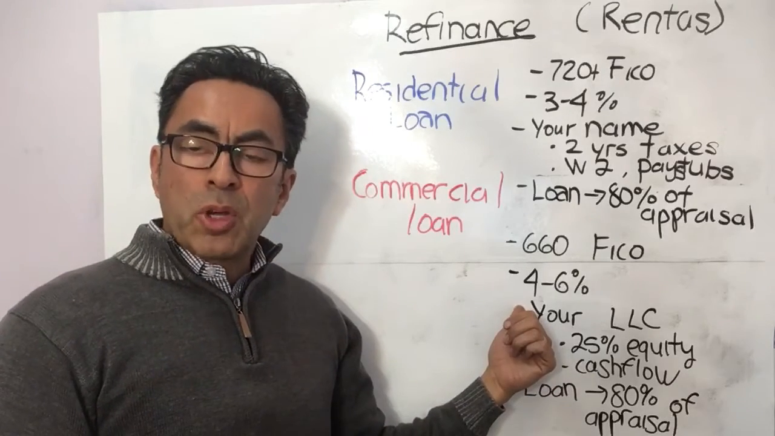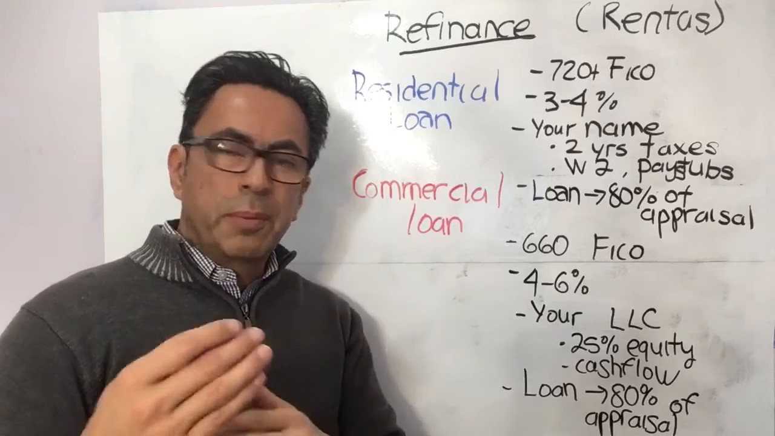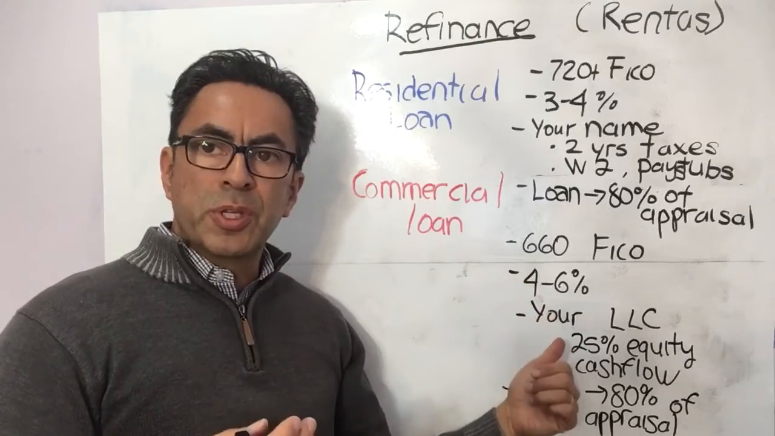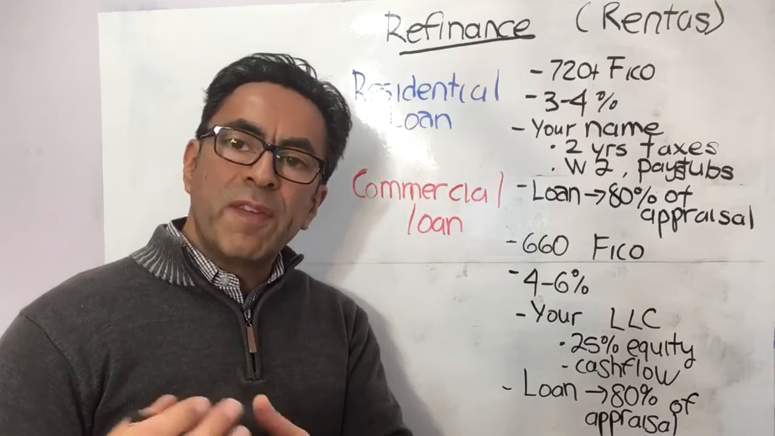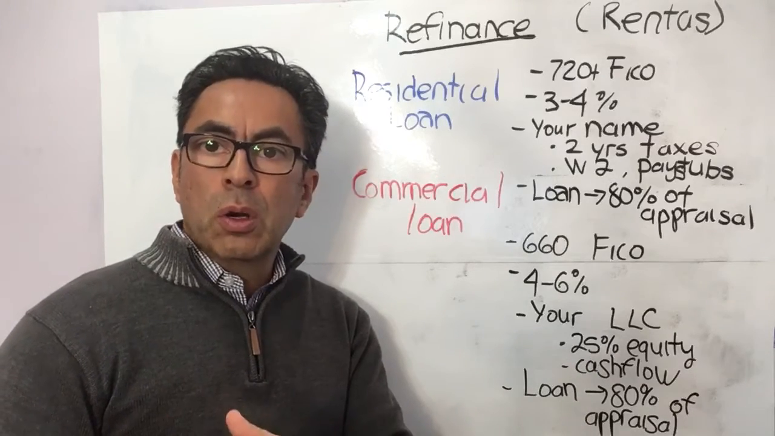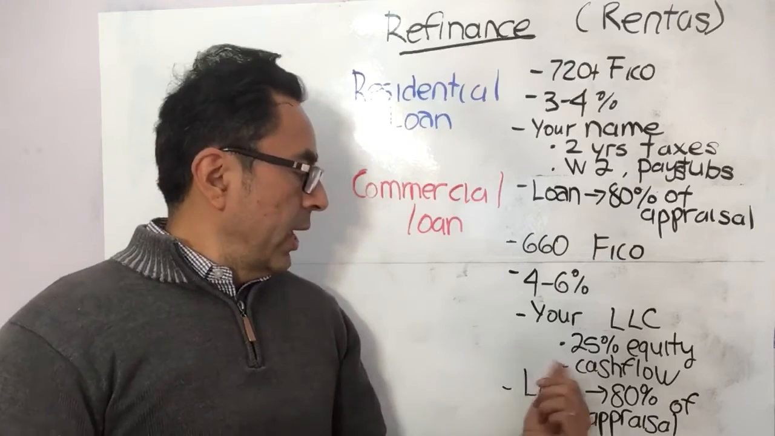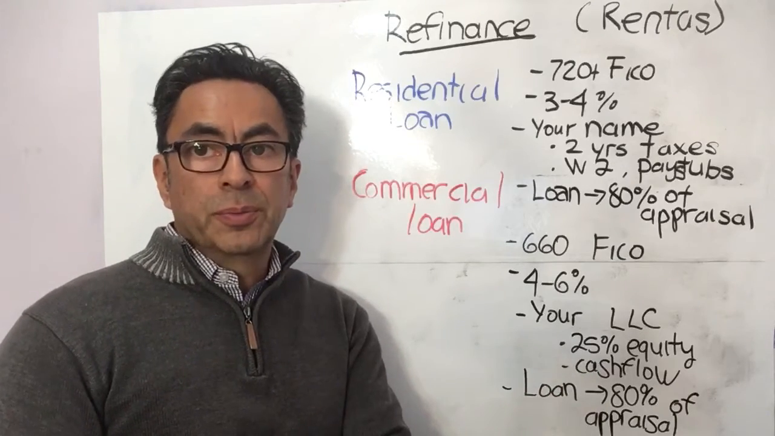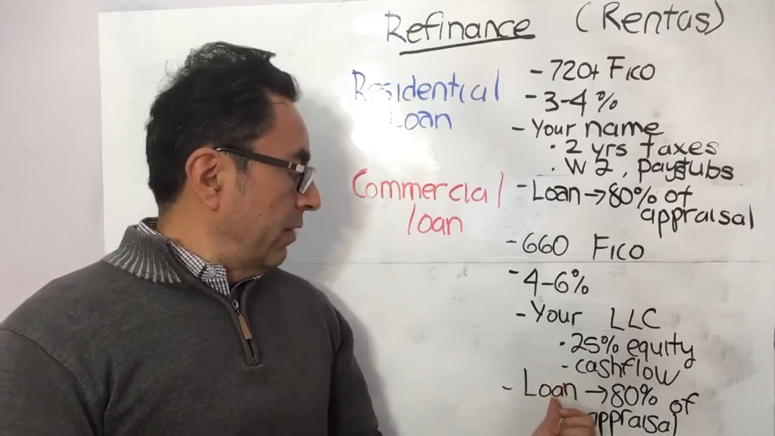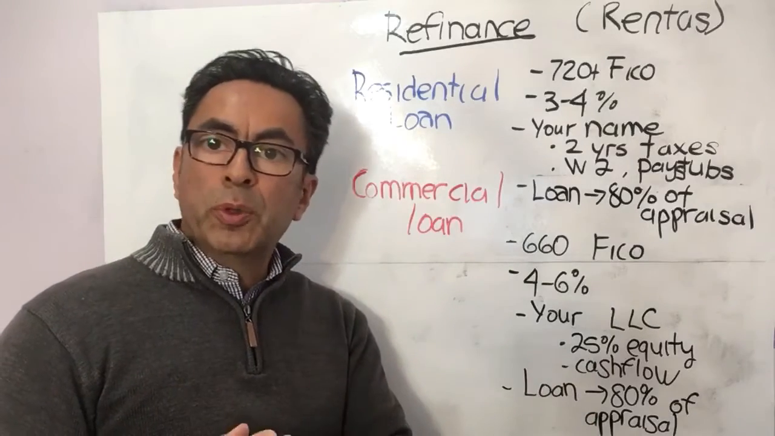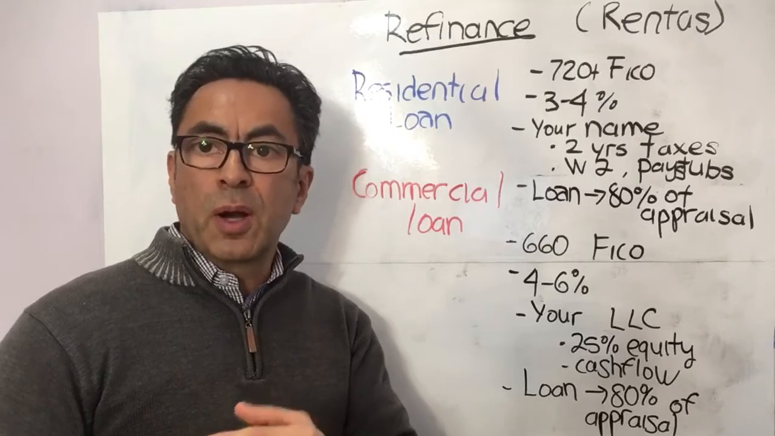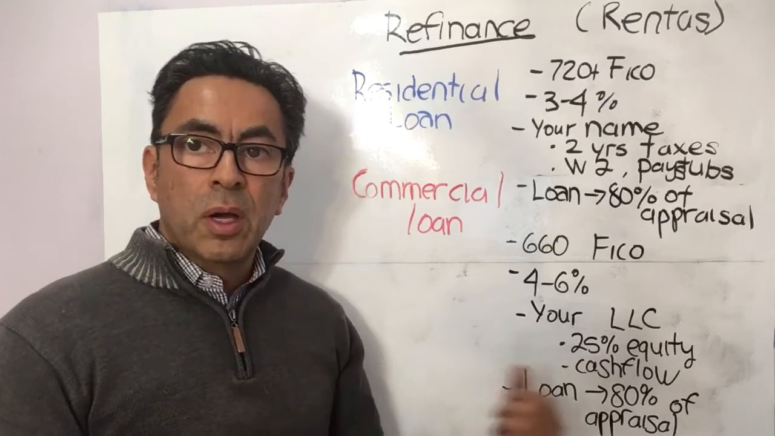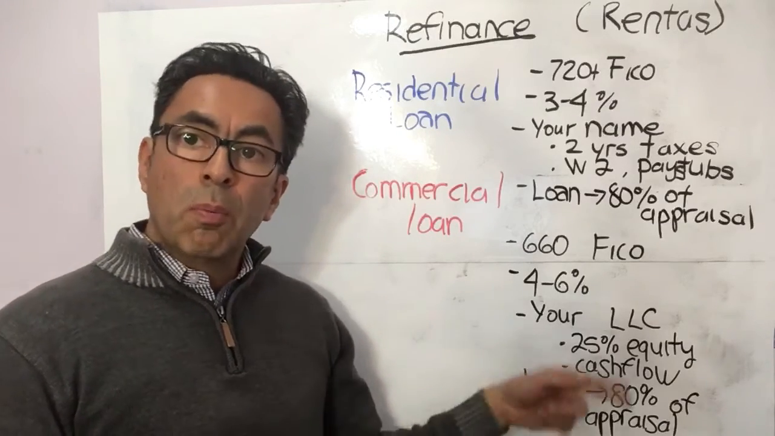As for the commercial lending, the interest rate is going to be a little bit higher, 4 to 6%, and they're going to ask you for at least 25% equity on your existing property, and that it cash flows. Super important. And finally, they will also give you up to 80% of the appraisal value. Example, if the property appraised for $100,000, they're going to give you $80,000 in both scenarios.